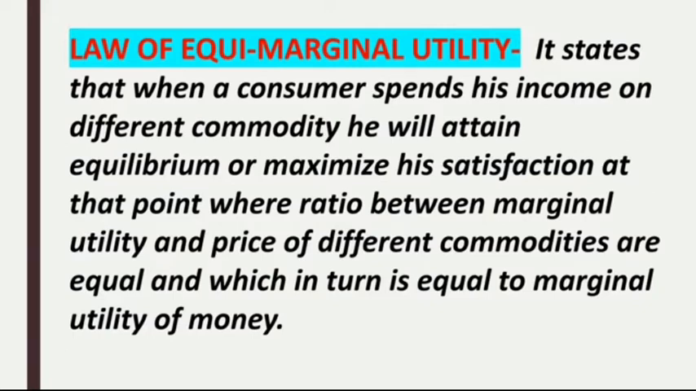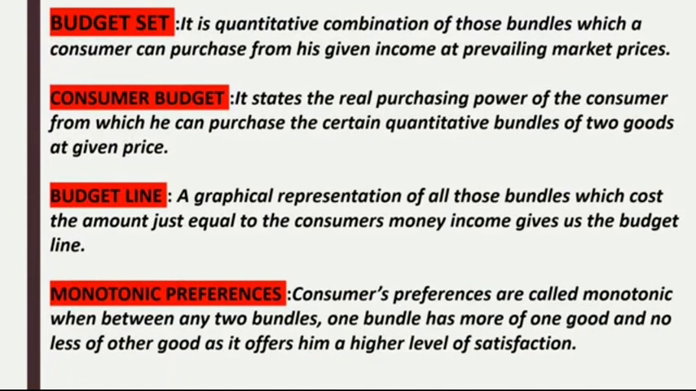Now after that, the next topic is some definitions. The first one is the budget set. It is the quantitative combination of those bundles which a consumer can purchase from his given income at the prevailing market prices. Next, consumer budget. It states the real purchasing power of the consumer with which he can purchase certain quantitative bundles of goods at a given price. Third, budget line. A graphical representation of all those bundles which cost an amount just equal to the consumer's money income gives us the budget line.